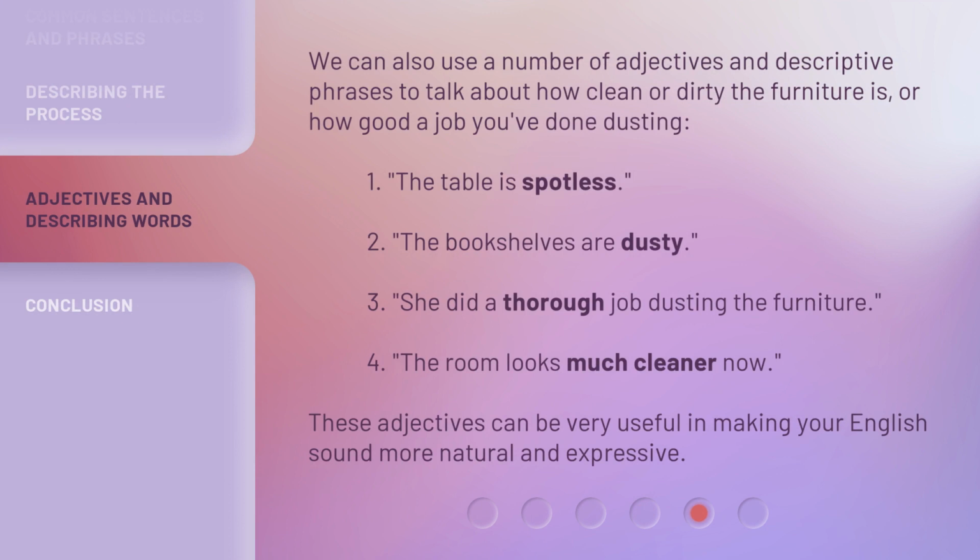We can also use a number of adjectives and descriptive phrases to talk about how clean or dirty the furniture is, or how good a job you've done dusting. 1. The table is spotless. 2. The bookshelves are dusty. 3. She did a thorough job dusting the furniture. 4. The room looks much cleaner now. These adjectives can be very useful in making your English sound more natural and expressive.